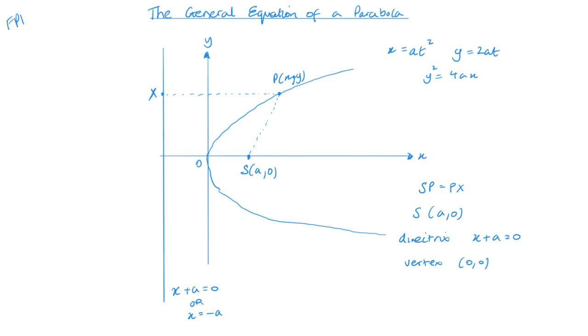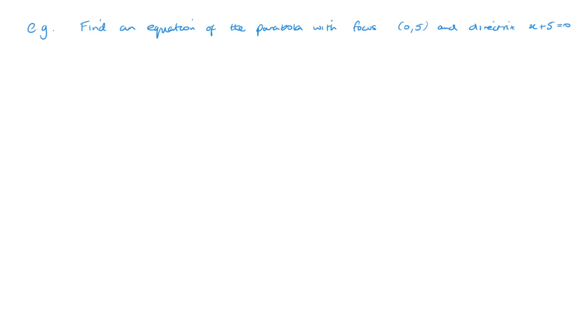Now let's get into a few examples. So starting off simple, find the equation of the parabola with focus (5, 0) and directrix x plus 5 equals 0. So first we start with the general equation, y squared equals 4ax, and in this case a equals 5. So y squared equals 20x, and it's that simple.